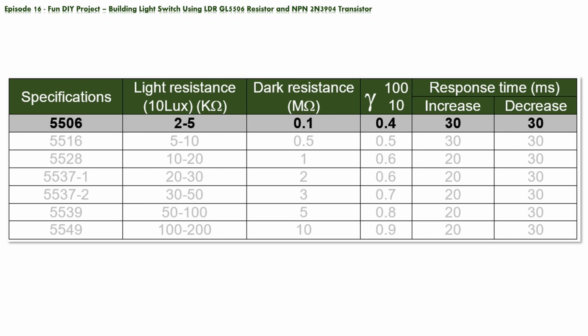Okay, next column tells us the resistance of the LDR in the dark. So, when there is no light present, the typical resistance of the LDR is 0.1 megaohm, or 100 kiloohms. In this case, dark doesn't mean absolute dark, just that there is no active light source near the LDR. Gamma is used for calculating the logarithm of the ratio of the standard resistance value under 10 lux and that under 100 lux.